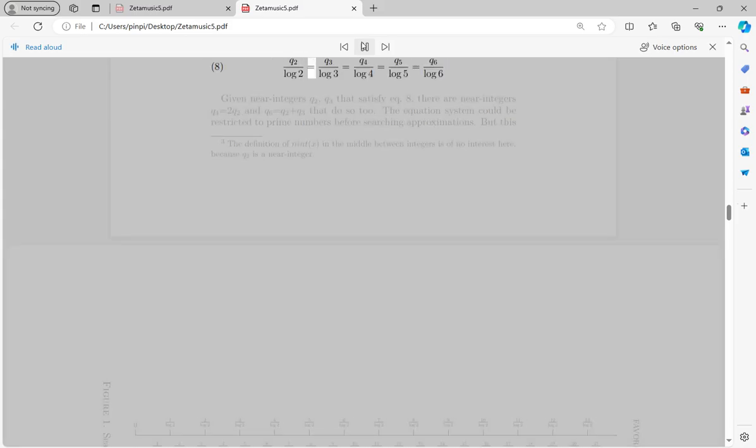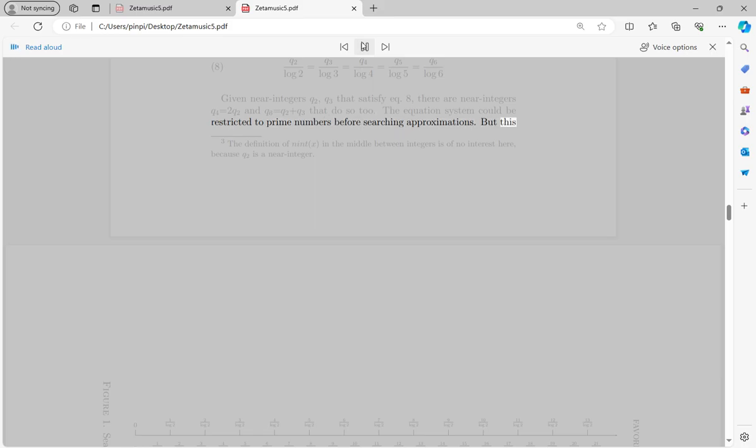q2 log 2 equals q3 log 3 equals q4 log 4 equals q5 log 5 equals q6 log 6. Given near integers q2, q3 that satisfy EQ8, there are near integers q4 equals 2 q2, and q6 equals q2 plus q3 that do so too. The equation system could be restricted to prime numbers before searching approximations.